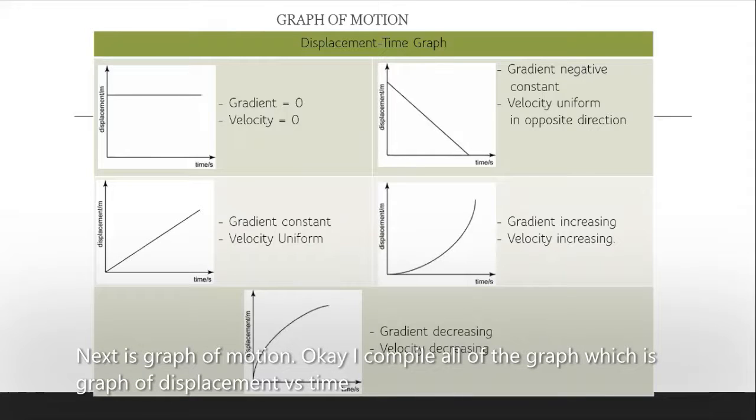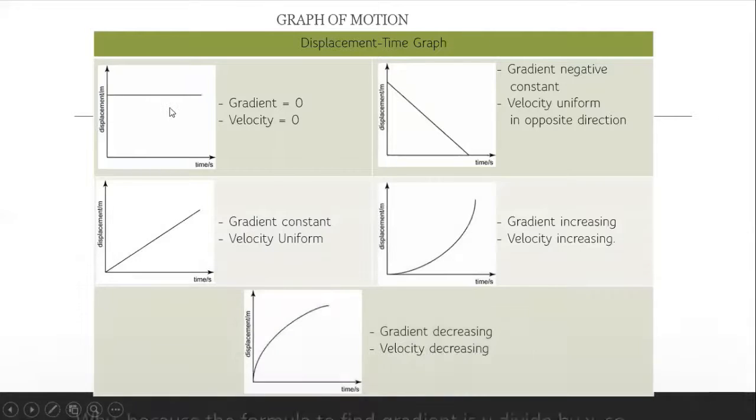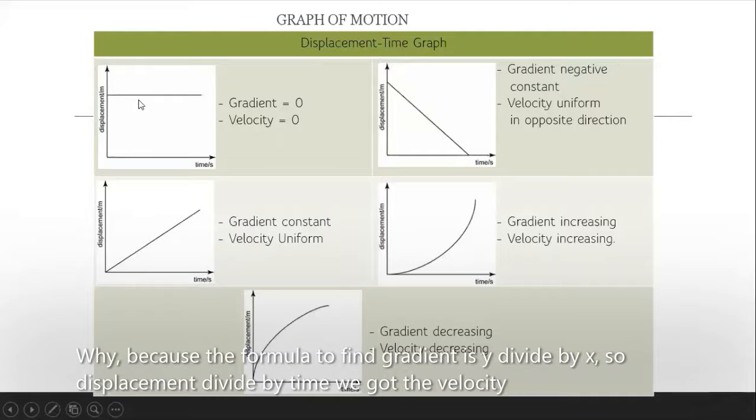Next is graph of motion. Okay, this I compile of all of the graphs, which is graph of displacement versus time. From the graph, if we find the gradient of the graph, every gradient, we will get the velocity. Why? Because the formula to find the gradient is y divided by x. So displacement divided by time, we got velocity.